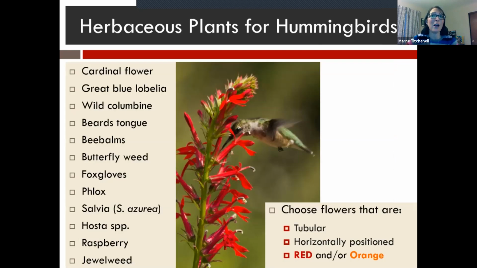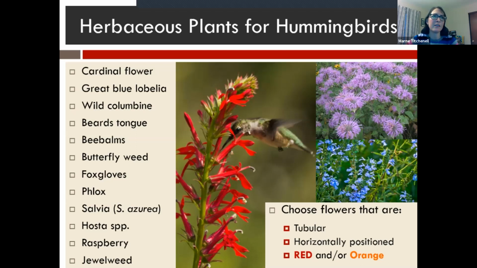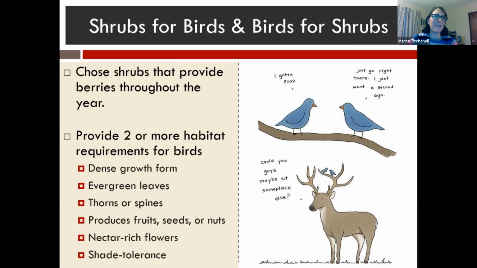Here's a list of plants that are great for hummingbirds as well as other pollinators. The cardinal flower is that beautiful red in the middle, and then we have monarda or bee balm. And then this is the great blue lobelia. So great options for the hummingbirds. And then remember our discussion about berries for birds. That's something really important to keep in mind, especially if you're looking for some shrubs. I always like choosing shrubs for wildlife that have berries on them.